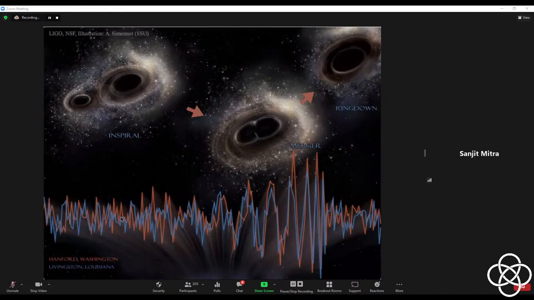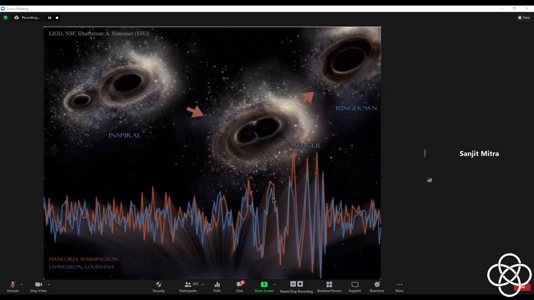What you see here is that there are two signals, this red and blue, which were received in two detectors 3,000 kilometers away, and all possible checks were done to see whether noise could create such a signal. But creating the same signals at the same time, 3,000 kilometers away, had extremely low probability. The probability of such a thing happening accidentally was one part in 65,000 years. And hence, it was the first detection.